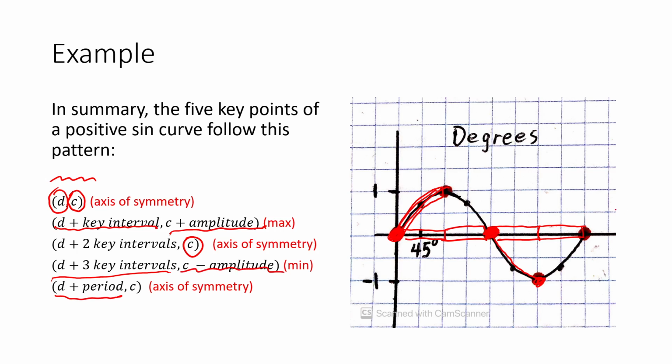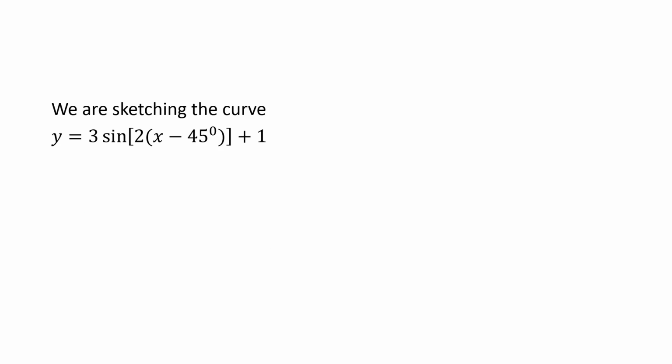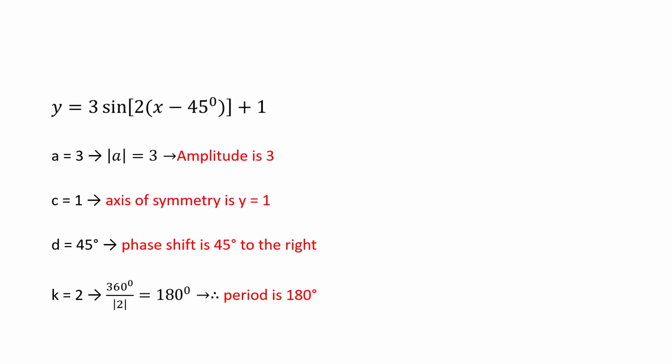And finally, the fifth key point is back on the axis of symmetry, so it has a y value of c. Okay, so all we have to do now is figure out the amplitude, the axis of symmetry, the values for d, and the period. Well, our amplitude is the absolute value of 3, that 3 right there. The absolute value of that gives us our amplitude.